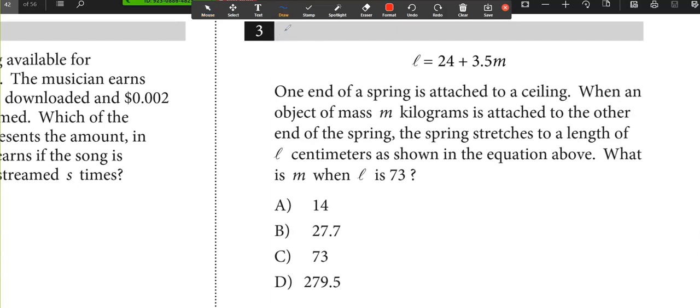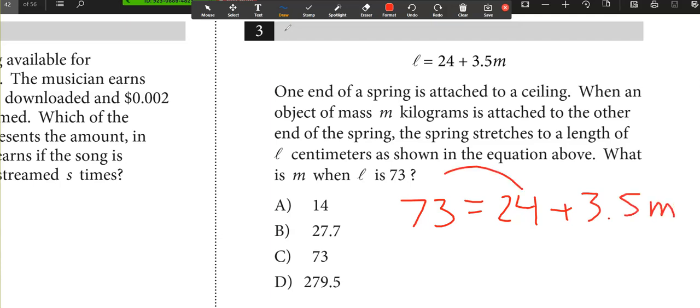One end of a spring is attached to a ceiling. When an object of mass m kilograms is attached to the other end, the spring stretches to a length of L centimeters, as shown in the equation above. What is m when L is 73? So they want me to plug in a 73 and solve for m.